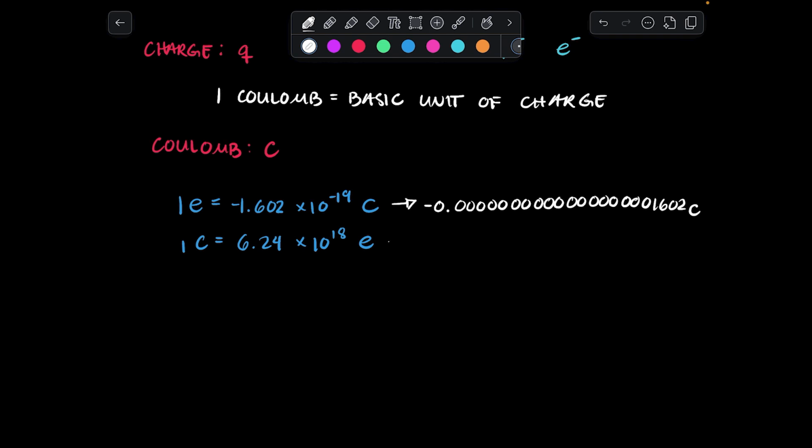On the other hand, in 1 unit of charge, meaning 1 coulomb, there are very many electrons. We can rewrite this as 624 followed by 16 zeros. And this is how many electrons there are in 1 coulomb, which is a very large quantity of electrons.